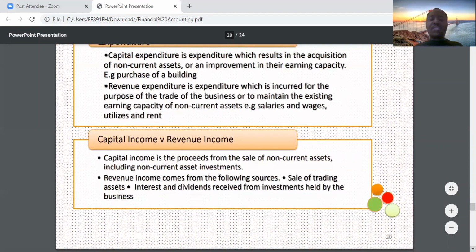Let's move on to capital income versus revenue income. Capital income is simply the proceeds you get from selling non-current assets. Very, very important. When you sell non-current assets, there are some proceeds you get, and that is called capital income. Revenue income, however, is the proceeds you get from your normal trading activities, when you sell normal goods and services. So revenue income comes from the sale of trading assets, and interest and dividends from investments held by the business. So anytime you hear the word capital, your mind should go to non-current assets. That's very crucial.